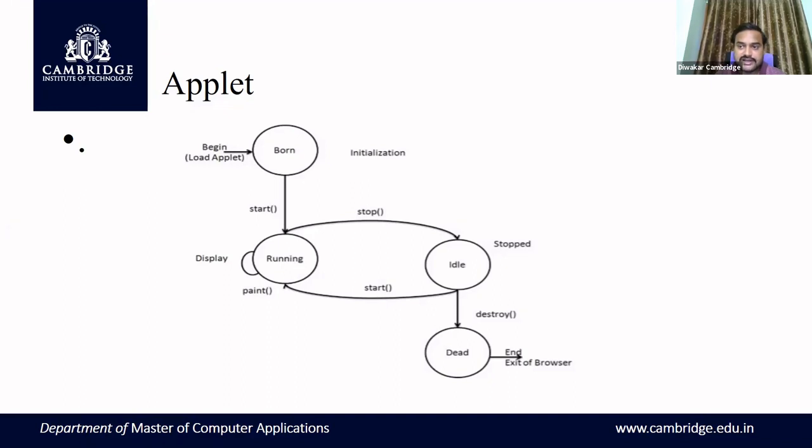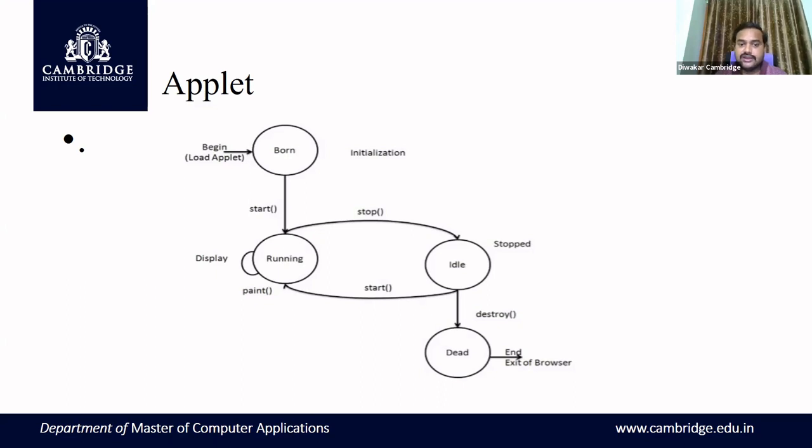Now see how the applet runs. The applet runs inside the web browser. When you open a browser, first you load the applet, initialize the applet, then start the applet. The applet will be running. When you minimize the browser, the applet will stop. If you maximize the browser, it will go back to the running state. When you close the browser, the applet will be destroyed.